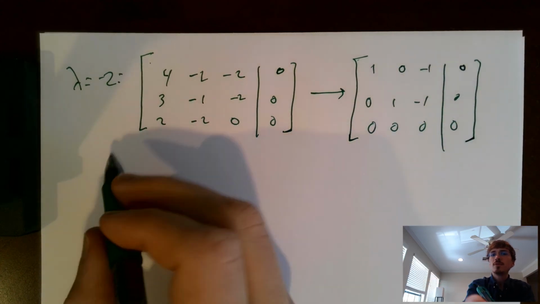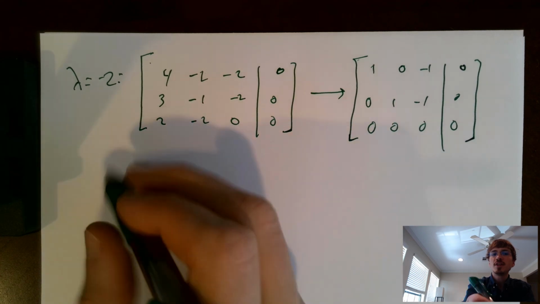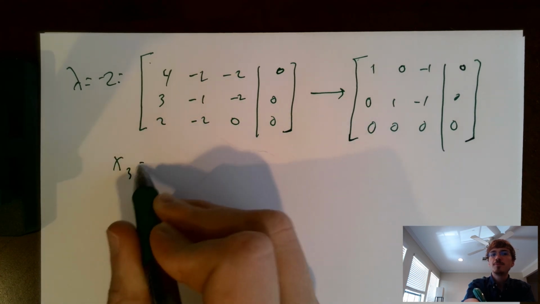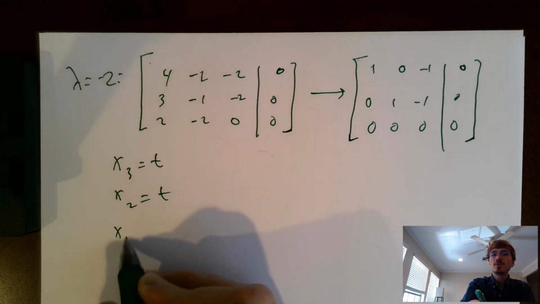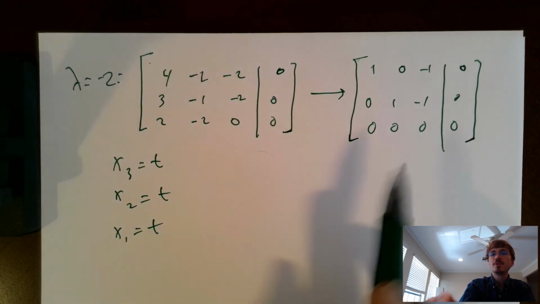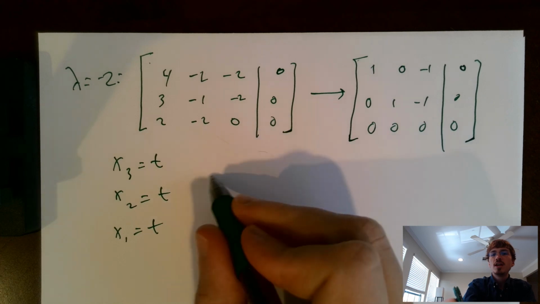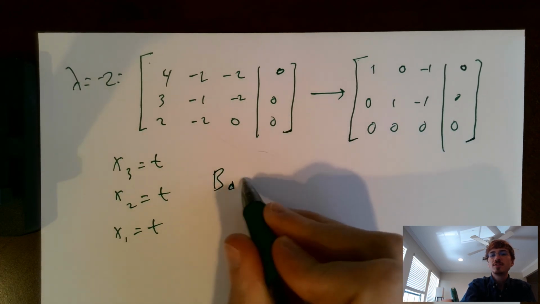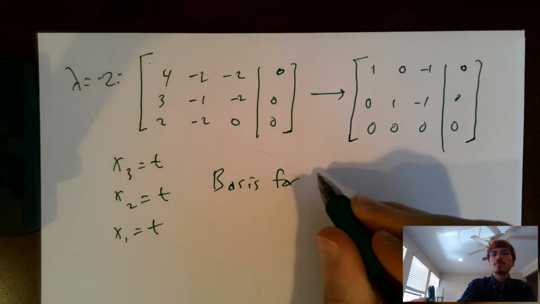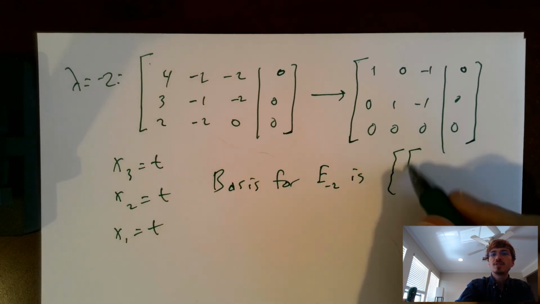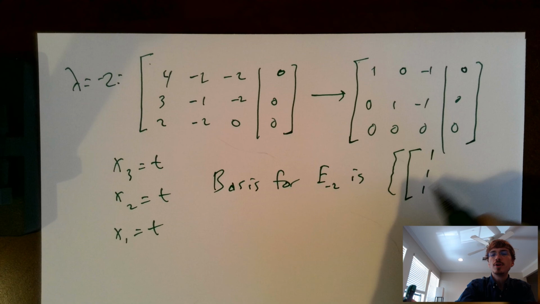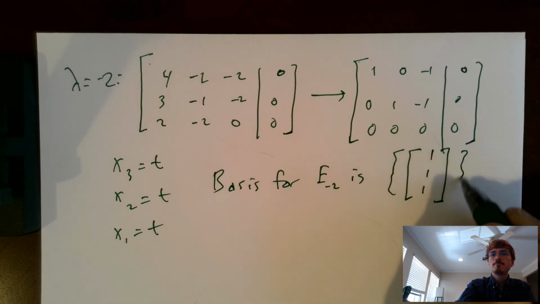And now I see that I have pivots in the first and second column again, so x3 is t, x2 has to be t, x1 also has to be t by solving these equations, and a basis for this eigenspace is the set with just the vector 1, 1, 1.